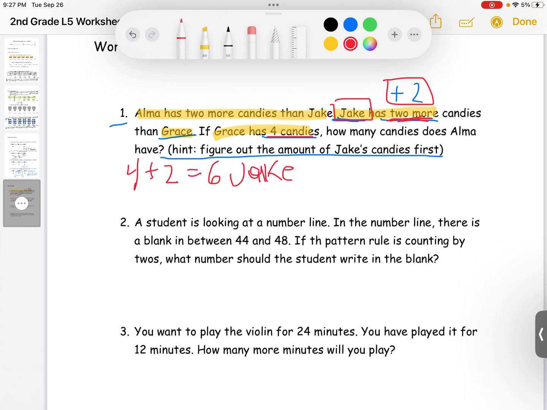And now we know the amount that Grace has and the amount that Jake has. Now let's say Alma is green, and Alma has 2 more, which again means plus 2, than Jake. So Jake has 6 candies, so 6 plus 2 equals 8. So Alma has 8 candies.